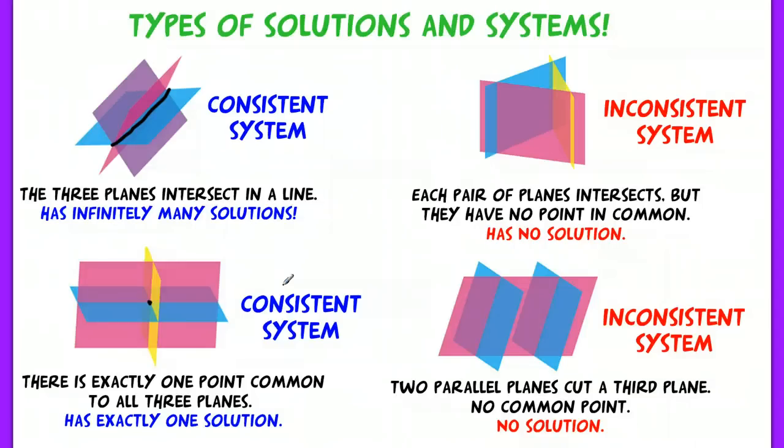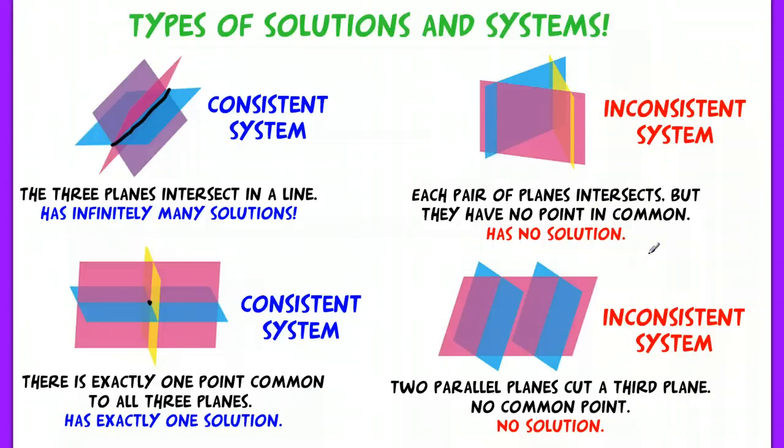Now you can also have inconsistent systems, and an inconsistent system sounds exactly like the word sounds. It doesn't have consistency to it. But basically, you could have your planes intersect, but they don't have a point in common. So there's no one point or one line where these planes all intersect in common. Or you could have all three parallel planes, or you could have maybe two planes parallel to one another and a third intersecting both, but not at a common point. So these would represent systems with no solution, okay, which is why we call them inconsistent.